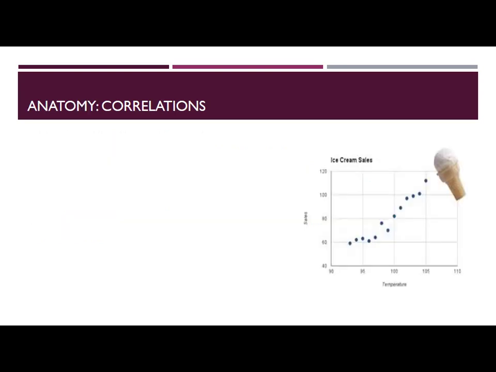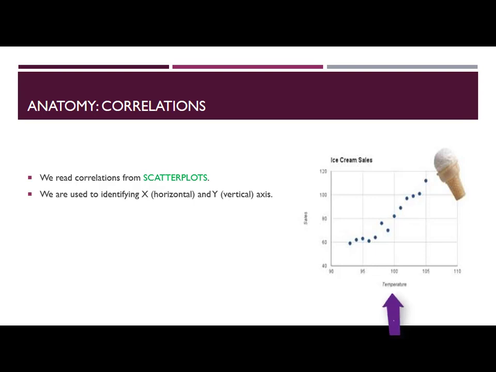Now take a look at the scatter plot I have on your right. And yes, these are called scatter plots. Notice that it has a running line. This is the horizontal line. In this particular case, that says temperature. And we have a vertical line. And in this particular case, the vertical line has a variable on it which represents sales of ice cream.